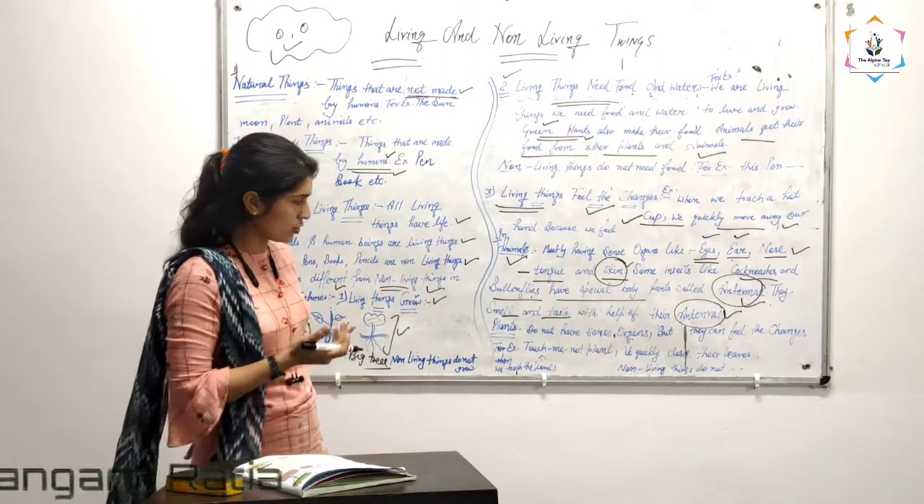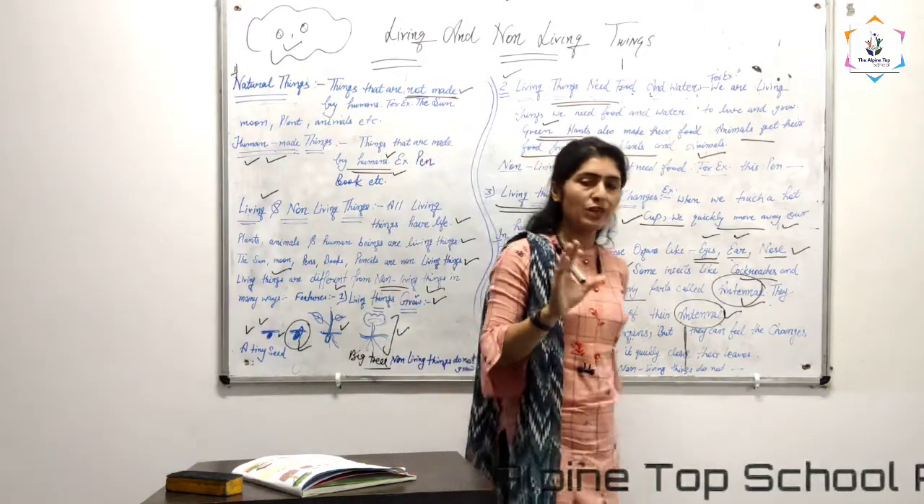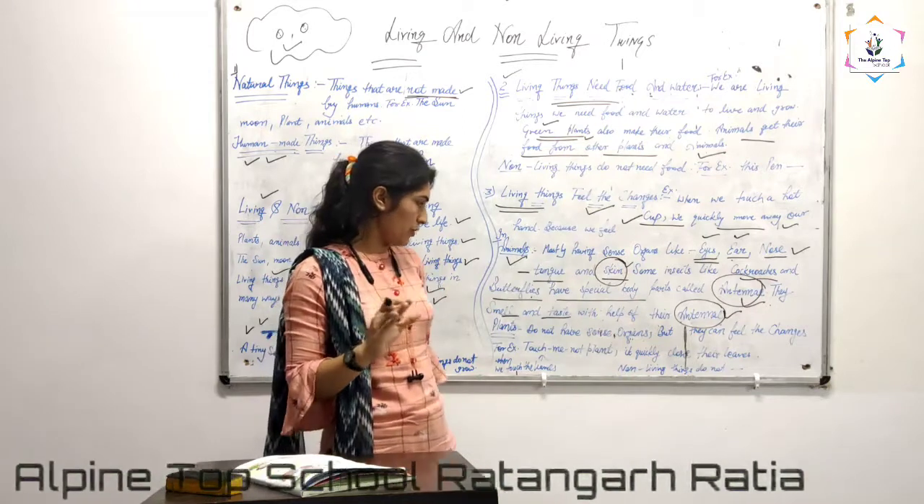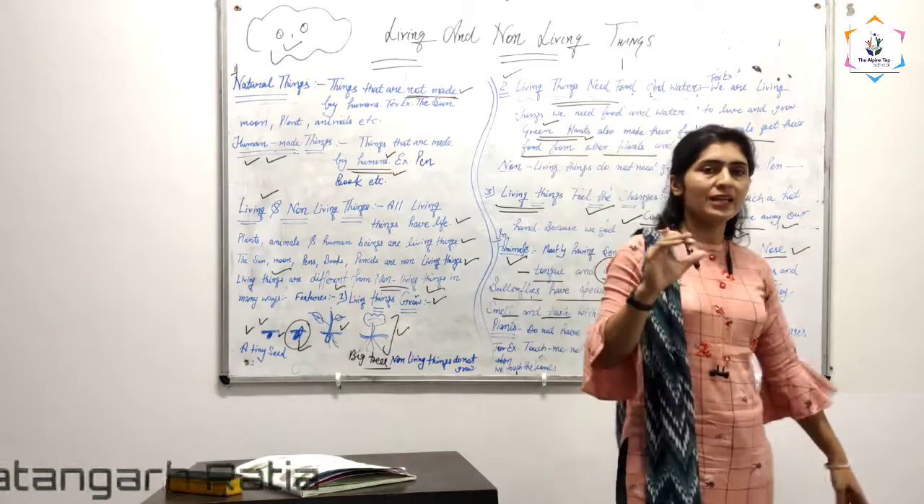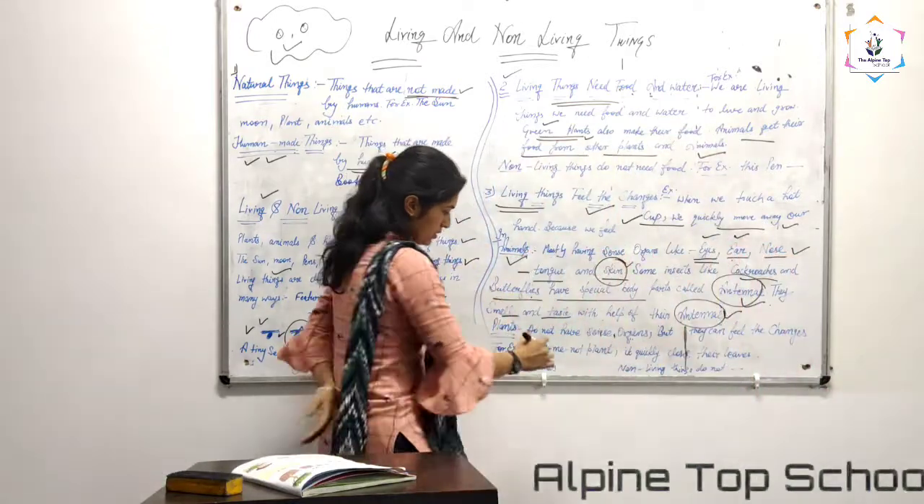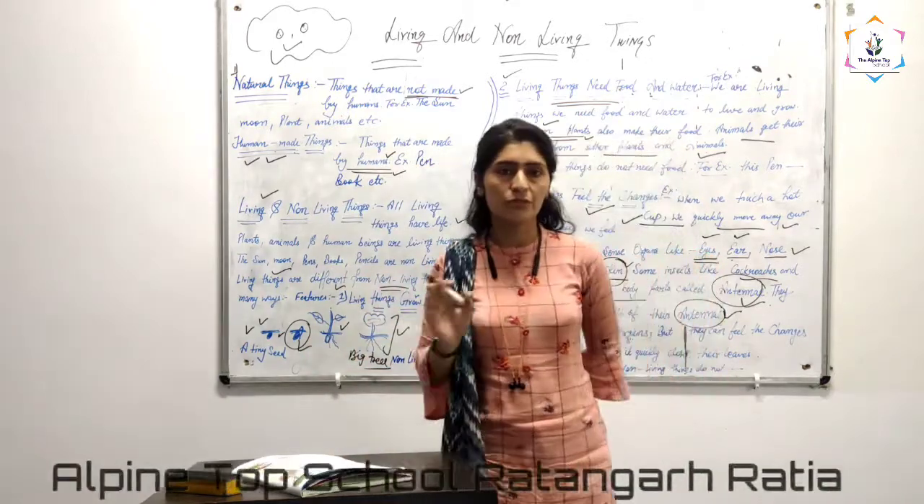And next, plants do not have any sense organs, but they can feel the changes around them. For example, the touch-me-not plant. When we touch the leaves of the touch-me-not plant, it quickly folds its leaves. But non-living things cannot feel.